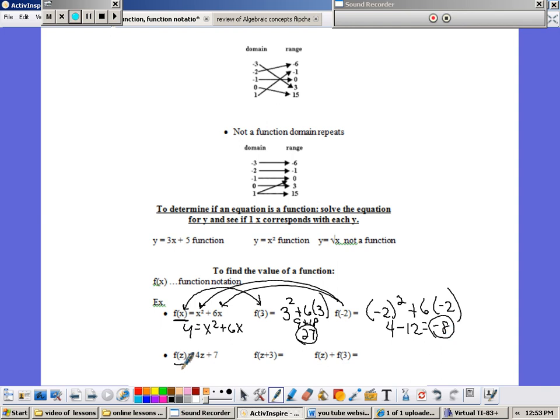In this case, this is f of z, means that z is my variable. I am supposed to take z plus 3 and plug it in for everywhere I see z. 4 times z plus 3 plus 7. 4z plus 12 plus 7. 4z plus 19.